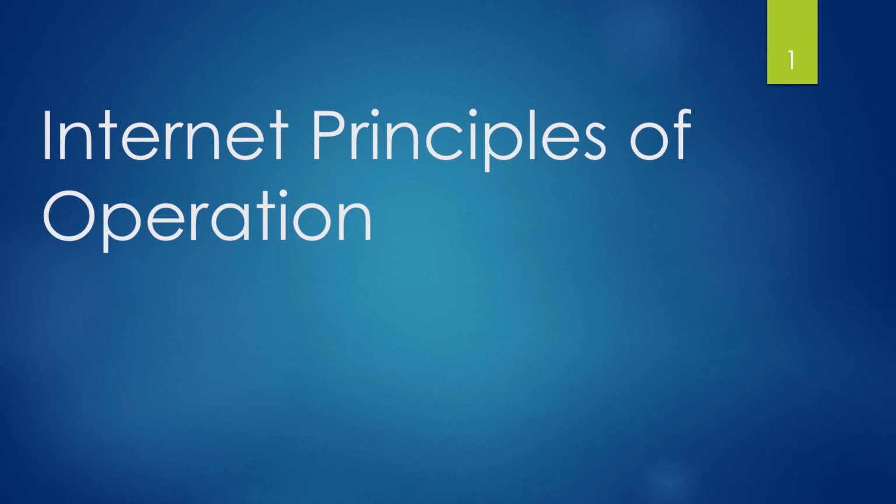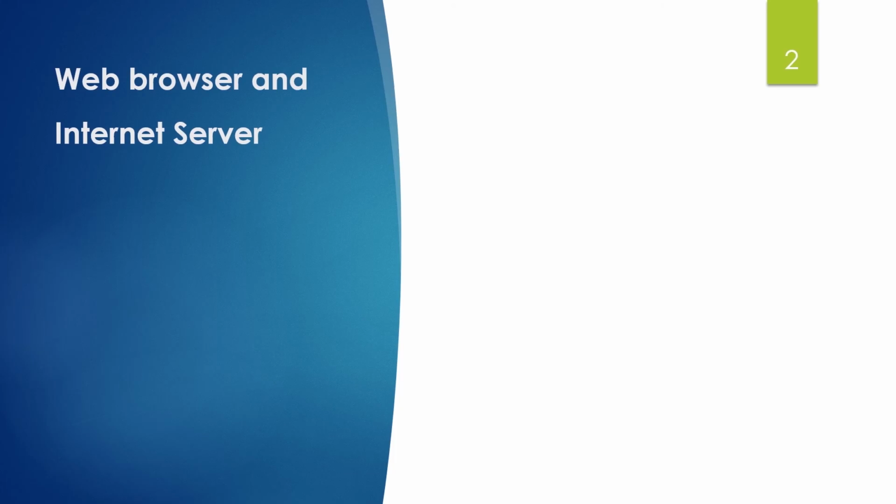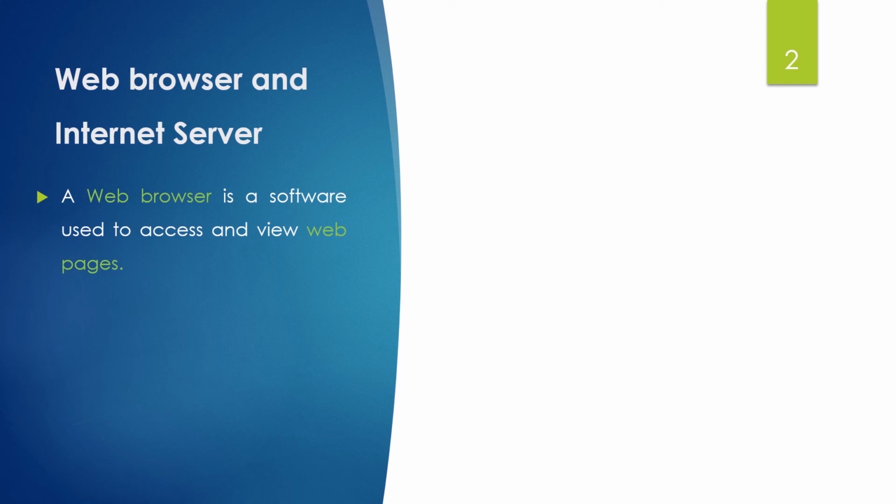Internet Principles of Operation. We are going to see about web browser and internet server. A web browser is a software used to access and view web pages. We have many examples of web browsers.